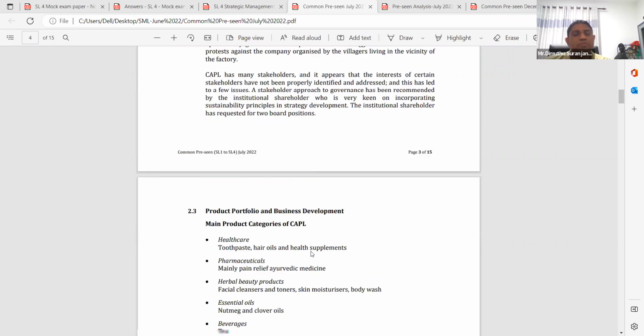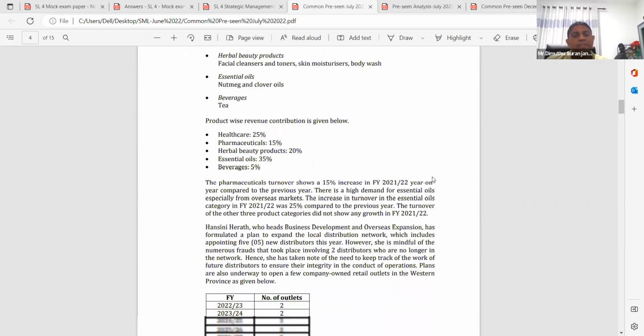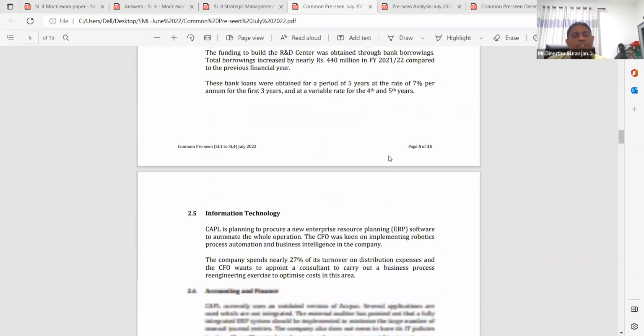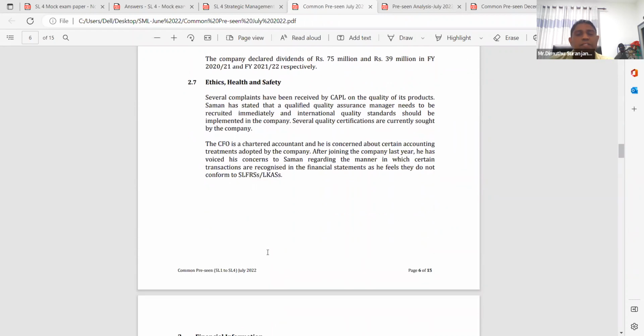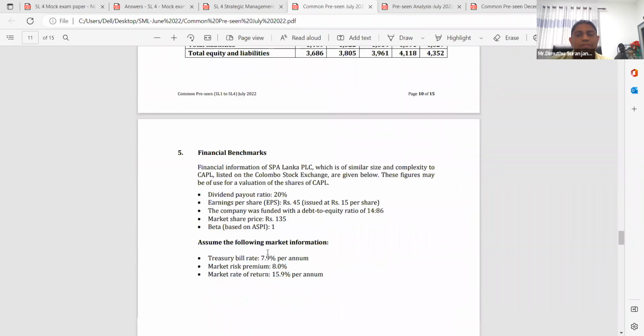Right. Then you can see what products are offered to different industries like healthcare, pharmaceutical, herbal beauty products, essential oil, beverages. Then product-wise revenue contributions, capital expenditure, IT, accounting and finance. Here they have mentioned the ERP system. Ethics and health and safety are also mentioned. Then financial information. So it's very simple, no?